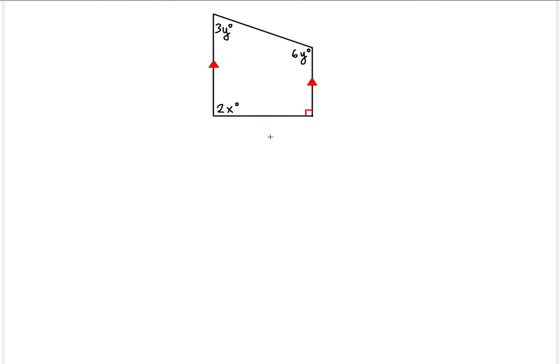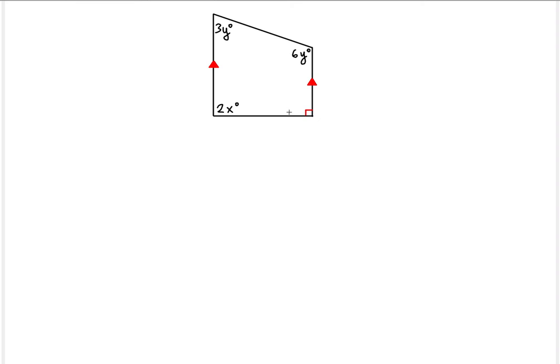Once we have a transversal that crosses the parallel line segments, we know we can use theorems that determine interior angle relationships. Notice here we can solve for x directly because if these two are parallel and this is a transversal, we can treat these two as consecutive interior angles, right? So 2x degrees plus this 90-degree angle, because this is a right angle, together they're called consecutive interior angles. And we know that consecutive interior angles are supplementary when these two lines are parallel.